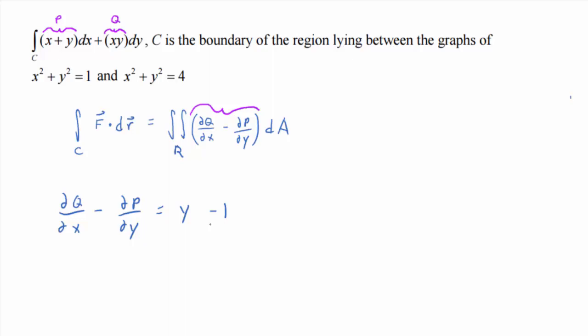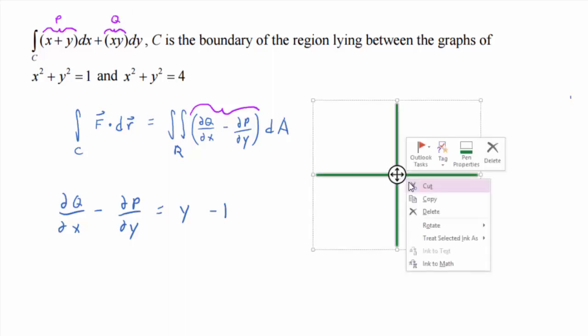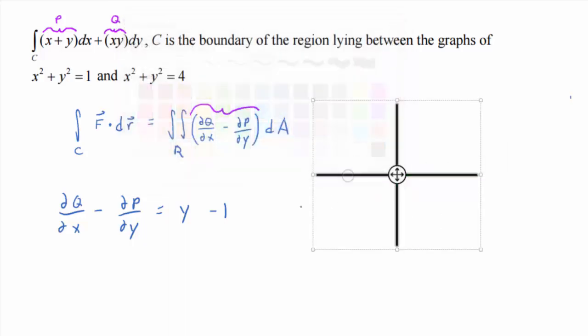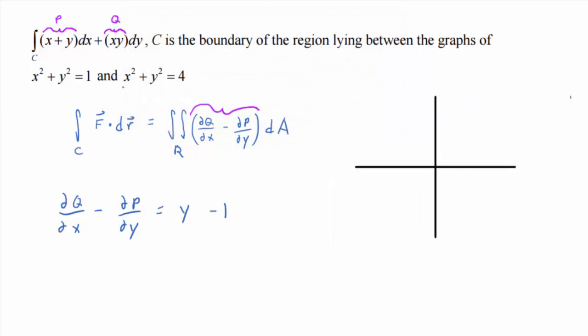Now we're essentially evaluating a double integral. It's back to the last chapter. So what would this region look like? Let's make a little graph over here. I'm pretty sure I know what both of these look like. x squared plus y squared equals 1 is the unit circle. I'll just draw it freehand. It won't look that good, but that's okay.